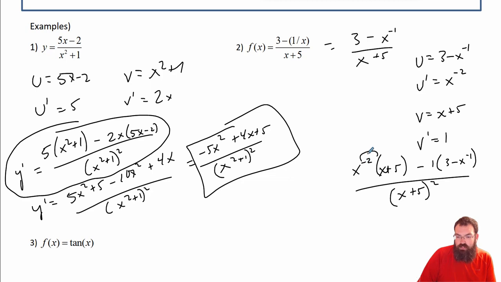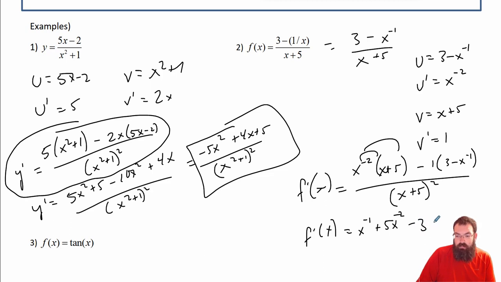So if I multiply and distribute this out, this is still equal to f prime of x, notation. So f prime of x is equal, let's distribute that, that's x to the negative 1, because remember I add powers, plus 5x to the negative 2, minus 3 plus x to the negative 1, over (x plus 5) squared.